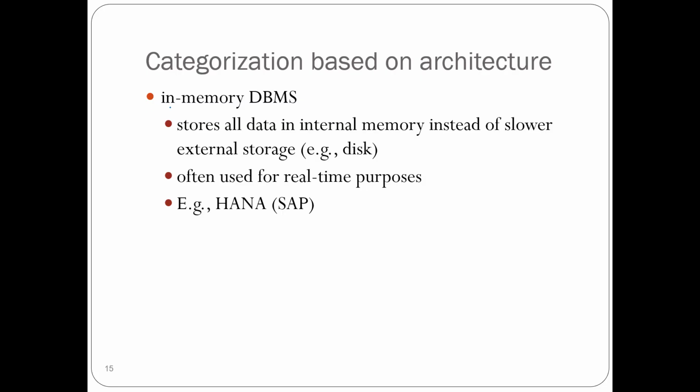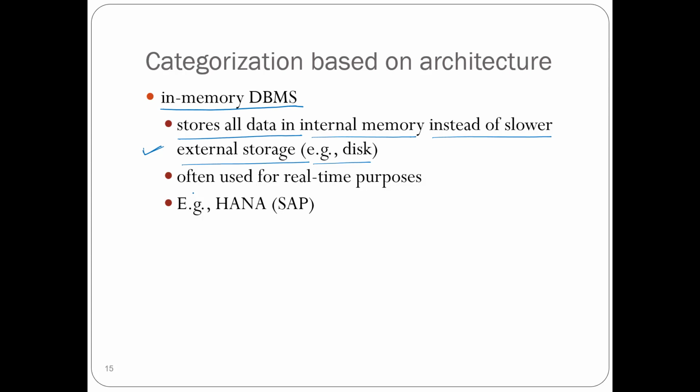And we have another interesting class of DBMS. These are called in-memory DBMS. Now, what in-memory DBMS do is store all the data in internal memory, instead of the slower external storage. So you can guess, if the whole data remains in the main memory, then the retrieval would be extremely fast. In-memory DBMS are going to be exceptionally fast compared to the non-in-memory variants.